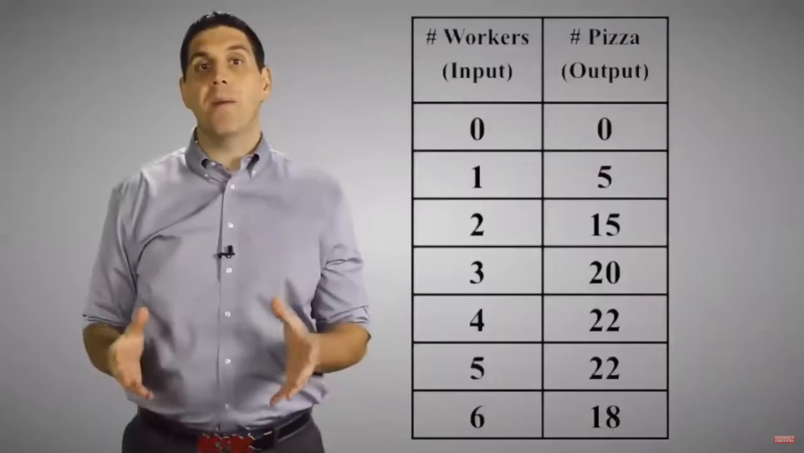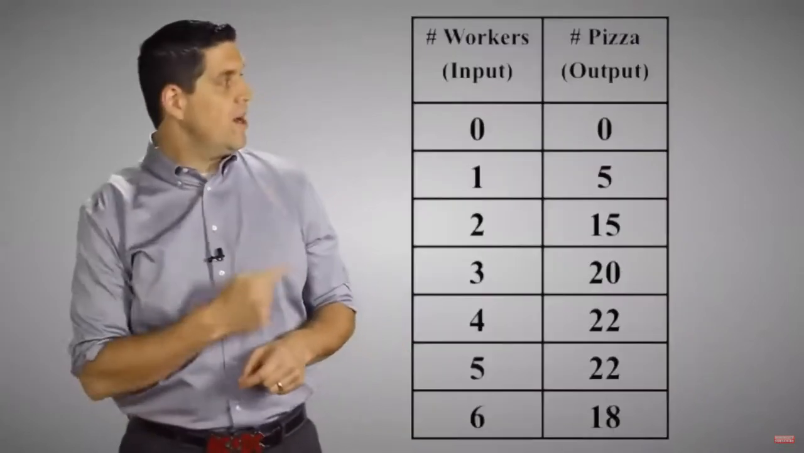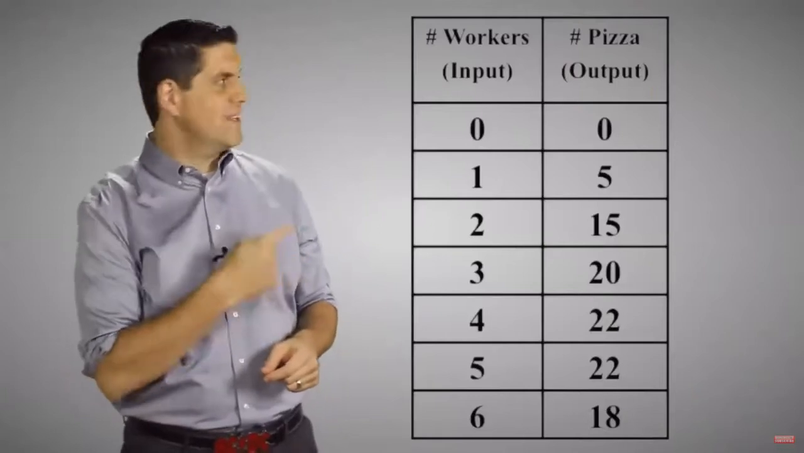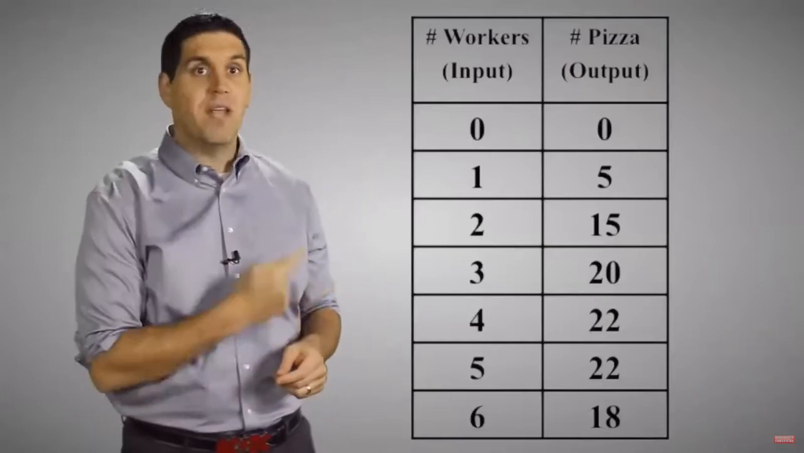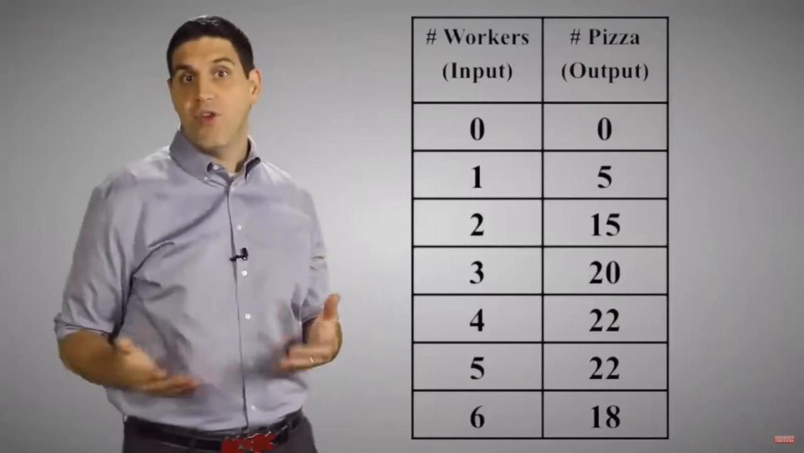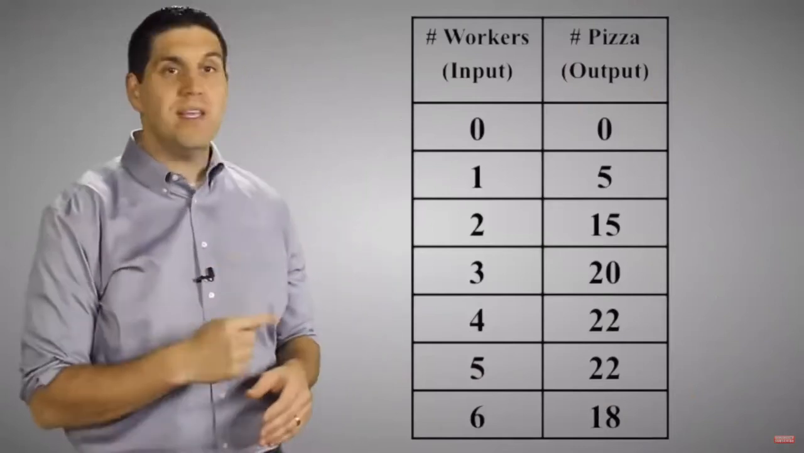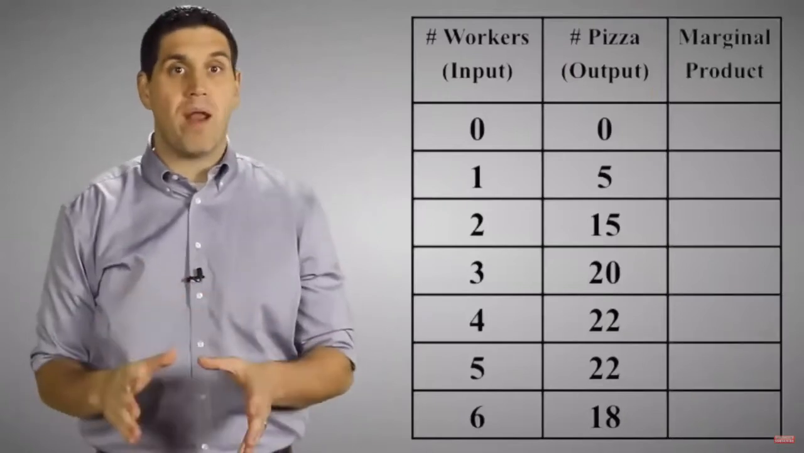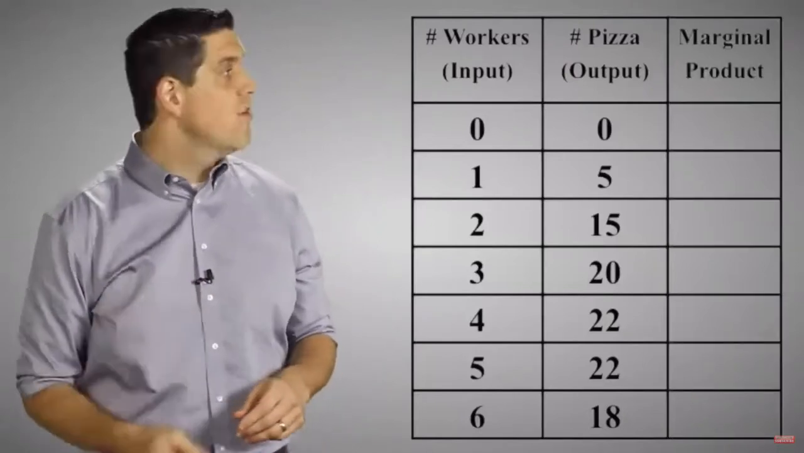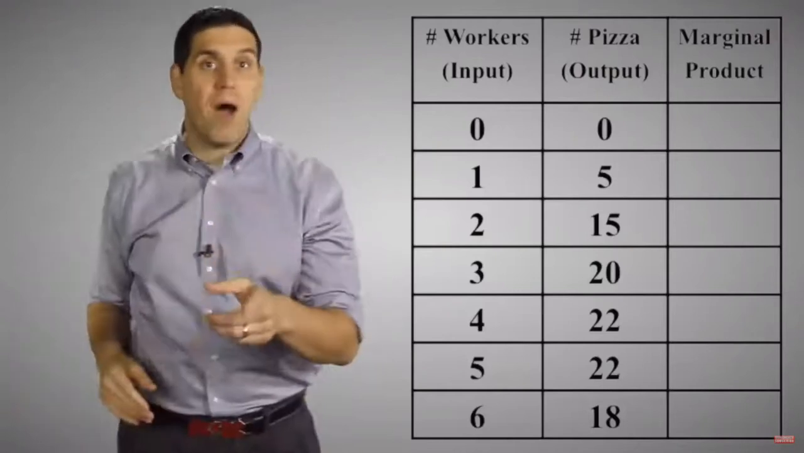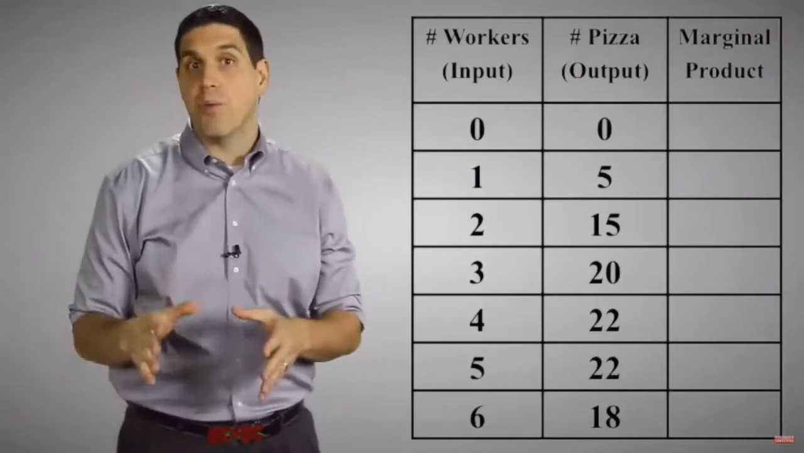output. Here's some made up numbers to help you understand the concept. Right here, this first column is number of inputs, in this case workers. The second column is the number of output, the pizzas they can produce in 30 minutes. These numbers show the law of diminishing marginal returns, but it's easier to see them by calculating something called the marginal product. That's the additional output generated from hiring one additional worker. Okay, pause the video, see if you can calculate the marginal product on your own.